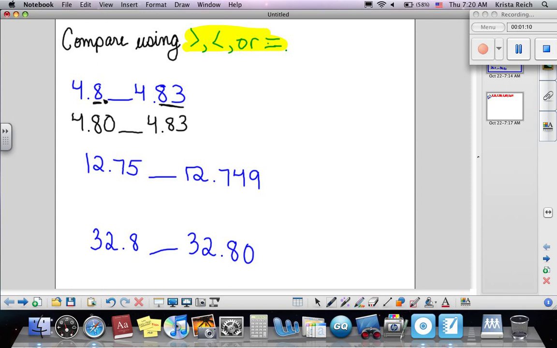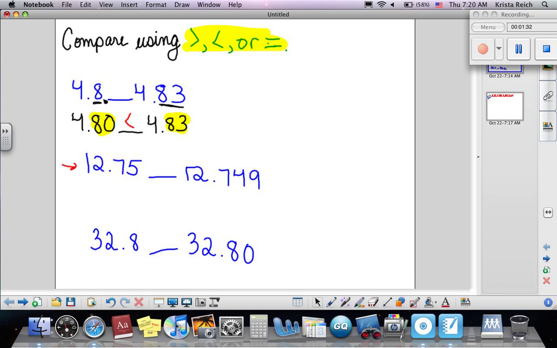Now, once the place values are exactly the same, I can just compare the two numbers after the decimal. Well, which is bigger, 80 or 83? That's very simple now. 83 is bigger. All right, so that is how we do that.